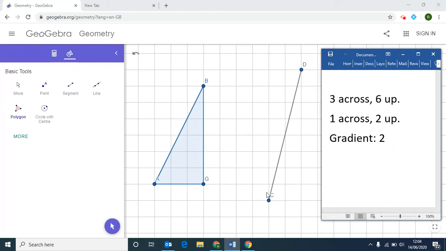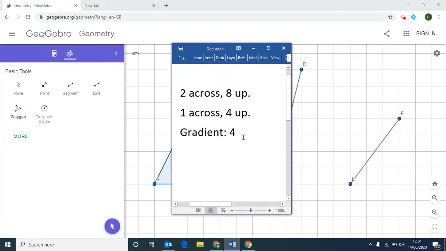Okay, now let's have a look at the journey across and up for C to D. So to go from C to D, I've got to go 1, 2 across, 1, 2, 3, 4, 5, 6, 7, 8 up. I have to divide that down to make it a 1, so I have to half it to get it to 1 across, and then I need to half this one as well to make it 4 up. So my gradient is 4 for that one.